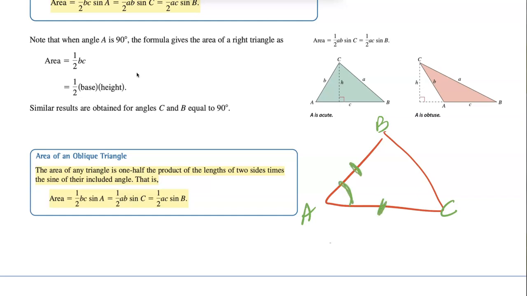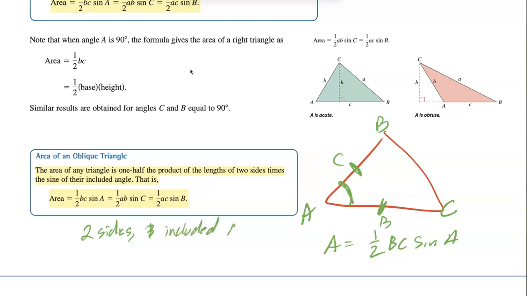So in this case, this will be area equals 1/2 side C, side B, sine of A. The key thing is it's two sides and included angle. That's it. If you have two sides and included angle, the sides go first and then sine of the included angle. That's the area formula. There's three different ones, but it's just two sides and the angle in between.